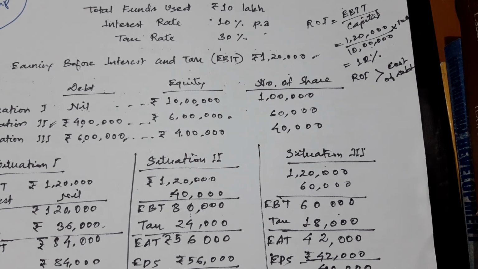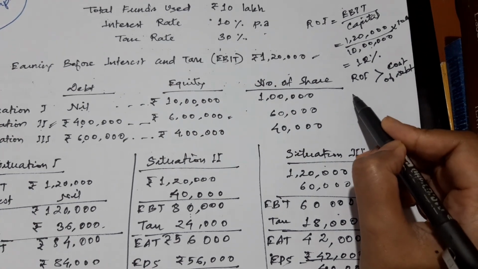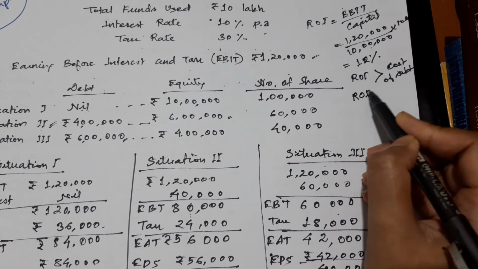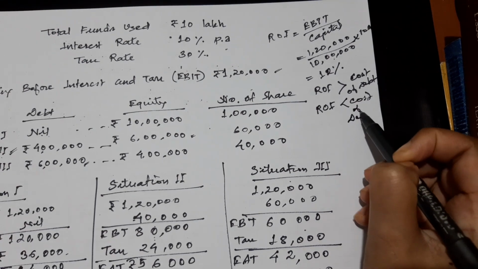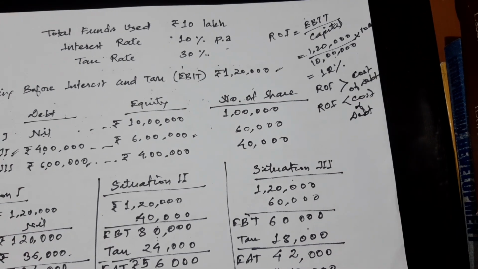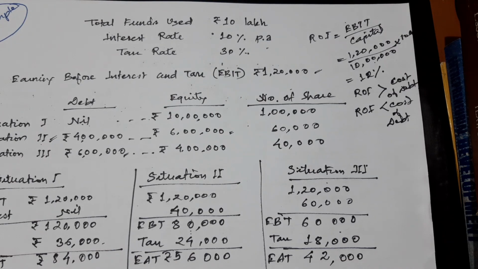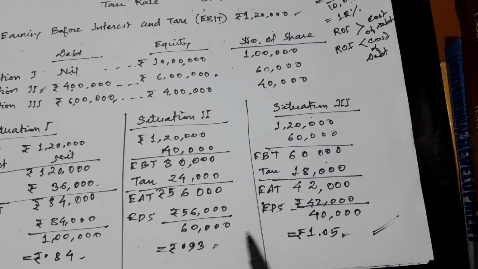So in our next example, I will show you the impact of using more debt fund but in the opposite direction. Means when this return on investment is lower than cost of debt, in that case earning per share of the organization decreases.